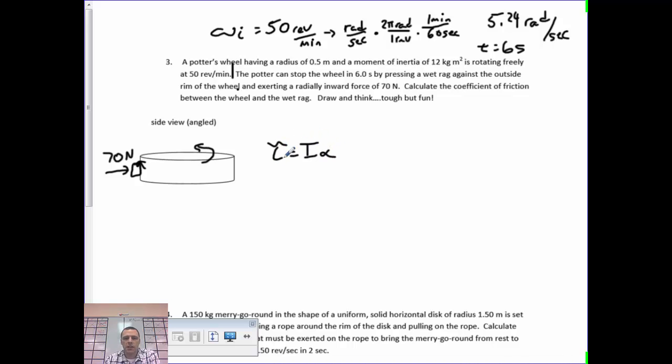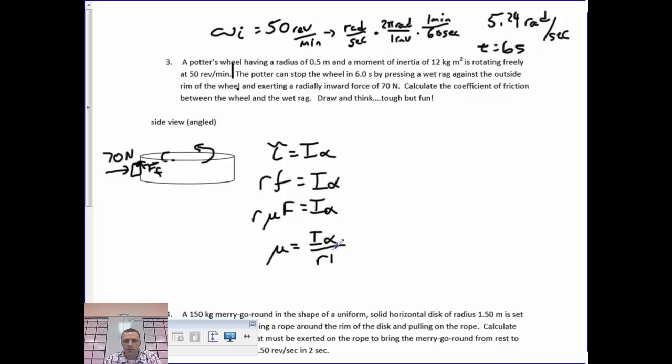It's a Newton's second law of rotation problem, and the torque that's applied is this force, 70 newtons, the force of friction, which is perpendicular to the radius. So the radius times friction equals I alpha. That's providing the torque. That frictional force is just mu times the contact force that occurs. So that's the force applied, and that equals I alpha. And we can actually solve for mu. We get I alpha divided by R times F.